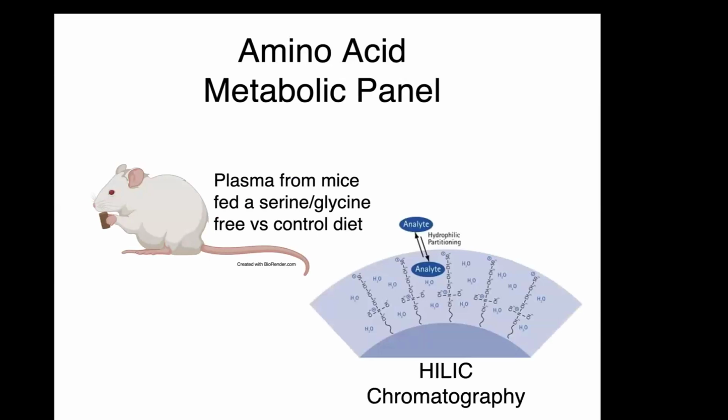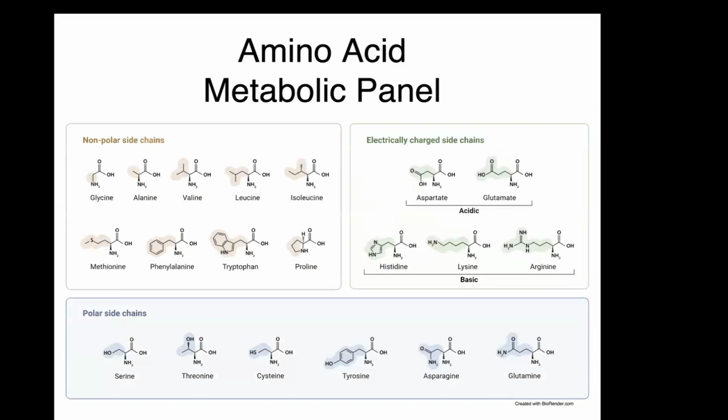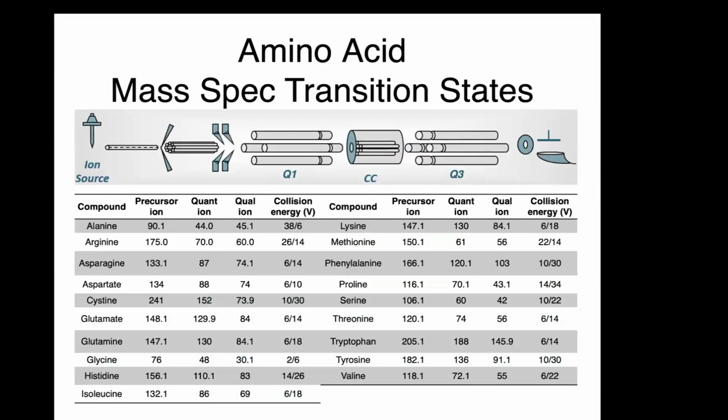So for this approach, we used HILIC chromatography based on the chemistry of the compounds to look at the panel of amino acids of interest. So the next table I'm going to throw at you has a lot of numbers in here. This is the actual MRMs that we developed. So in the leftmost column, you'll see the list of the amino acid compounds. You'll see that each has a unique precursor ion.